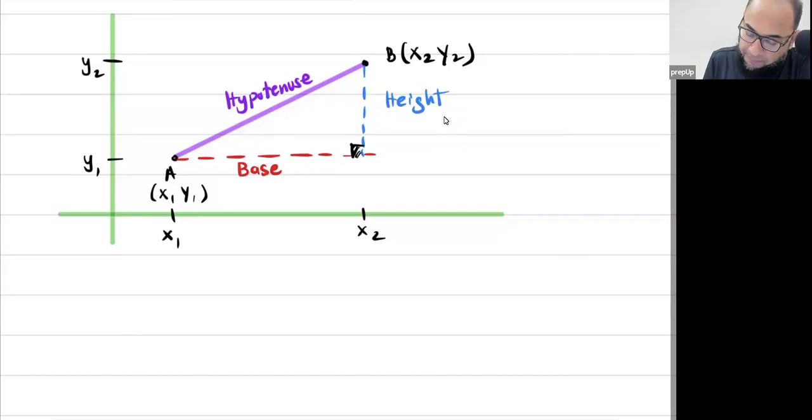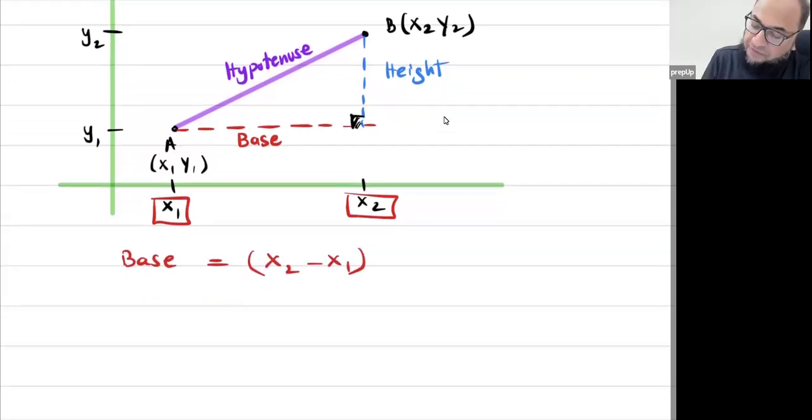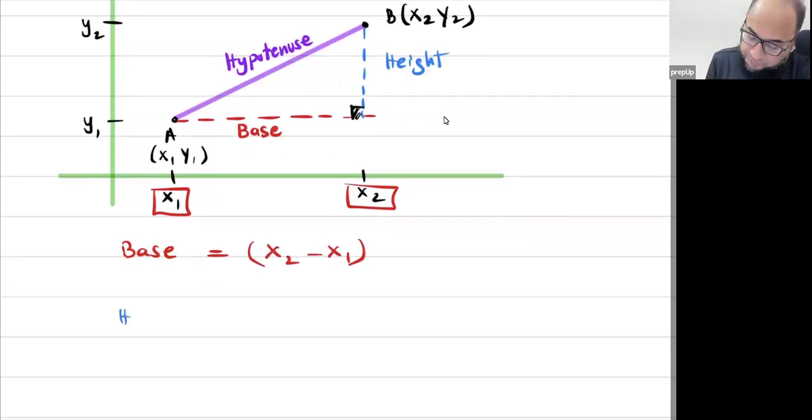Now, if we focus on the base, this is x1, this is x2, therefore the base is the bigger value minus the smaller value. If I talk about the height, y2 is the bigger value, y1 is the smaller value, so the height is y2 minus y1.